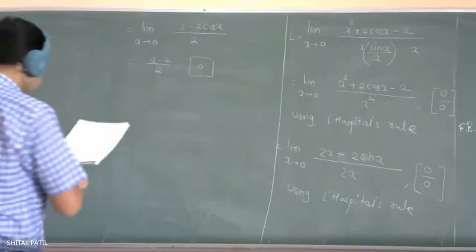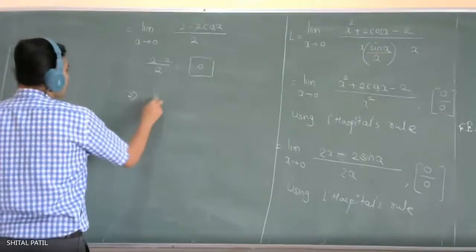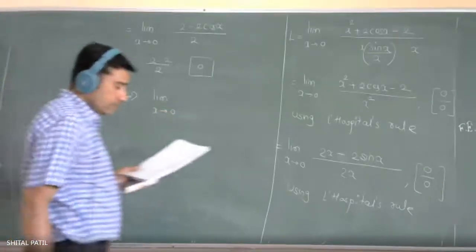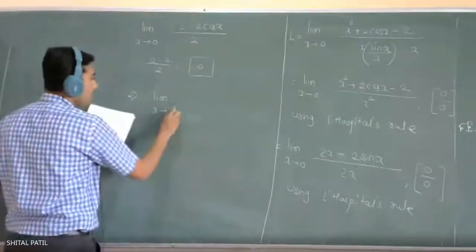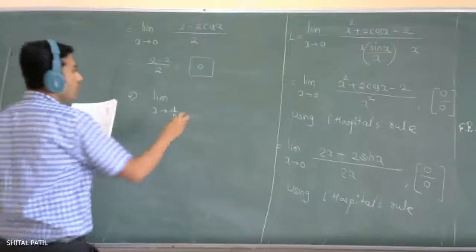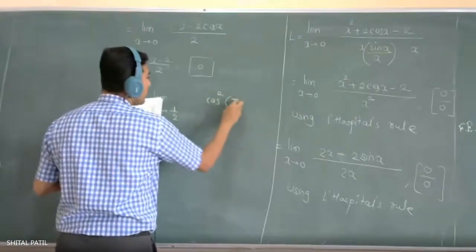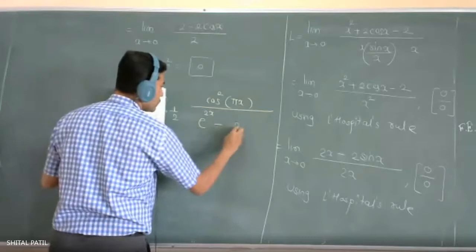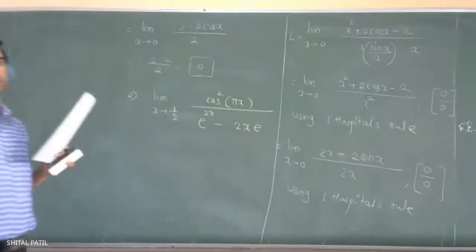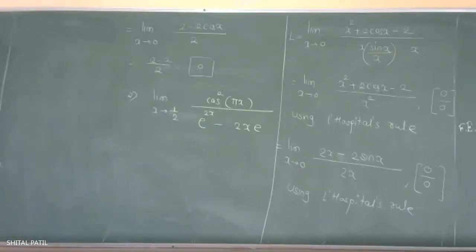Next example. Question is same, evaluate the limit. Limit x tends to half, it is not 0. Cos square pi x divided by e raised to 2x minus 2xe. It is not e raised to x, 2xe. Yes, solve this. Solution. Do it yourself. Try it yourself.